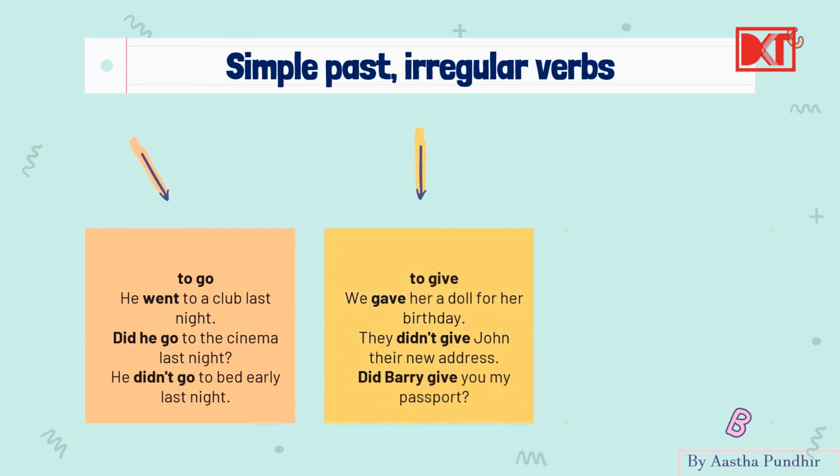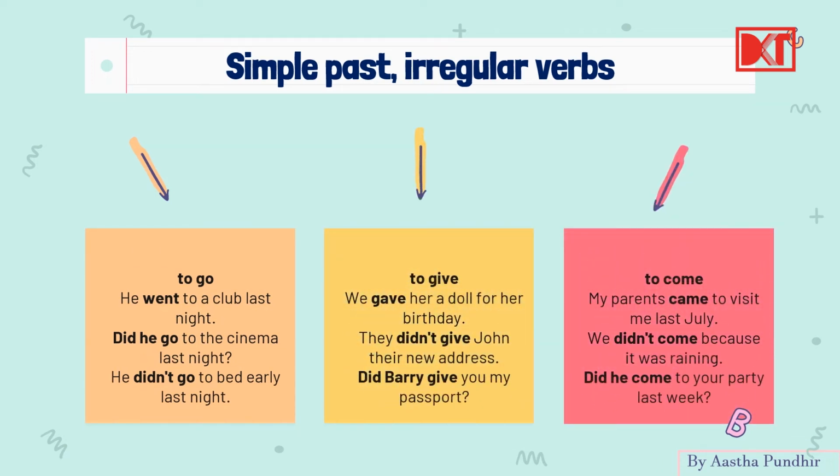Alright, so here we have some irregular verbs. Now the irregular verbs जैसे to go, इनका simple past का एक past participle होता है. जैसे to go का past tense में होगा went, right. So I went, she went, he went, they went, you went, we went.